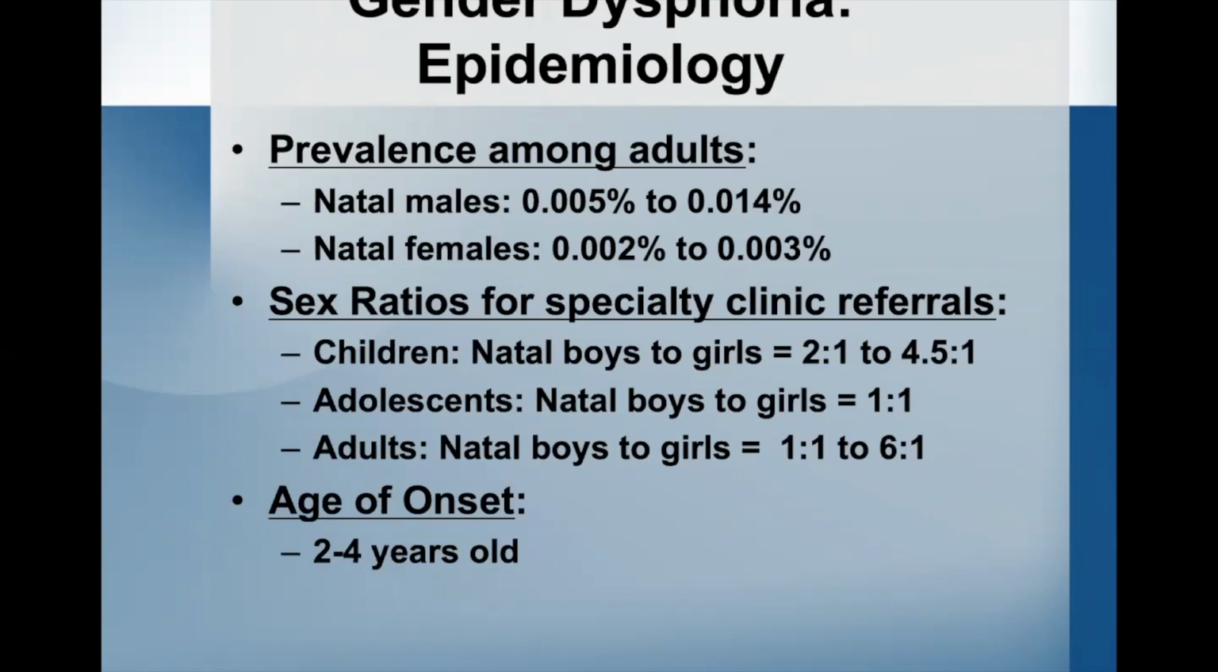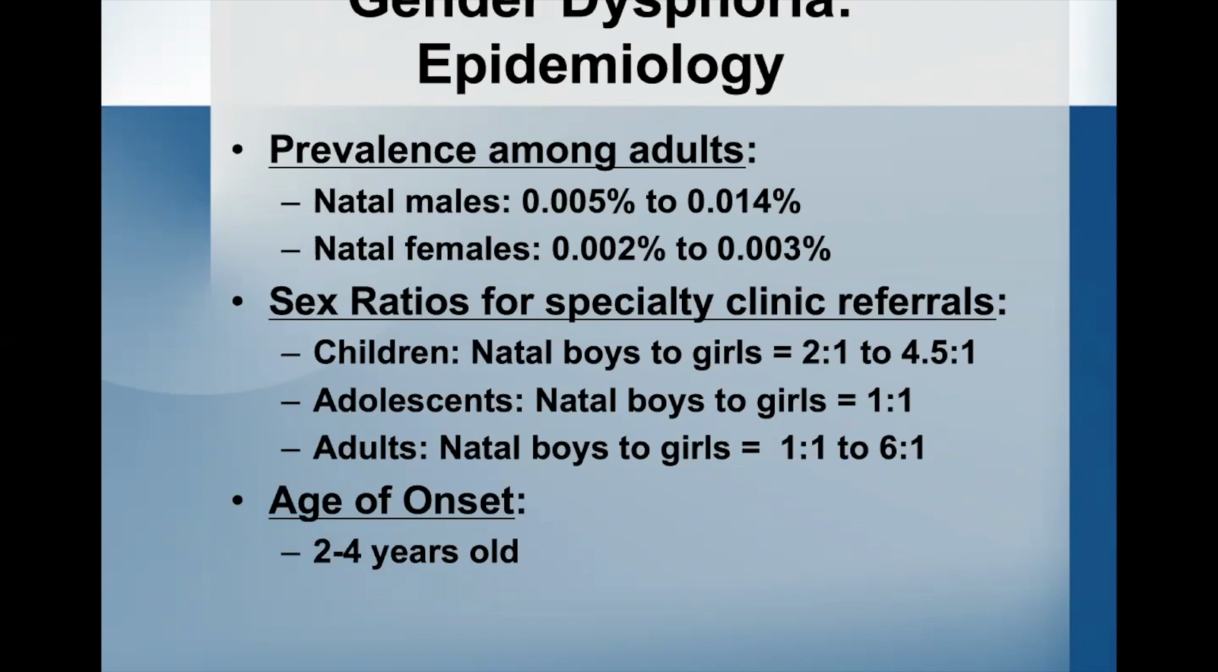But then again, for adults, the data ranges from some estimating there's a 1-to-1 equal ratio, and others finding that natal boys are 6 times the rates of natal girls. But it's important to note that not all adults seeking hormone treatment or surgical reassignment end up at a specialty clinic. So these rates are likely modest underestimates. And as we saw with Noah, the age of onset is very, very young, typically 2 to 4 years old.